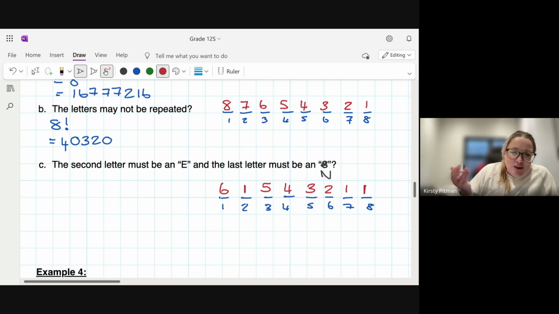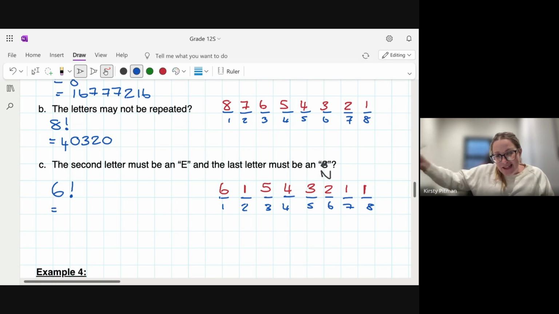But actually, what's that the same thing as saying? It's the same thing as saying 6 factorial. Why 6 factorial? Because timesing things by 1 is not going to make a huge difference. So how many possibilities do I have? I've got 720.